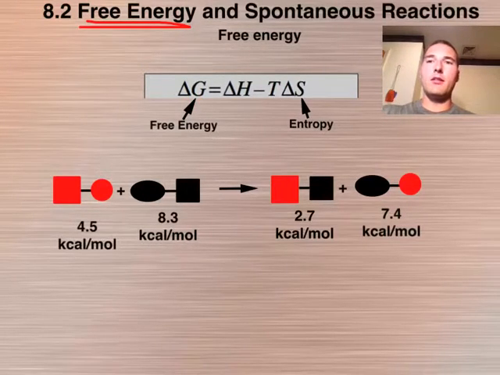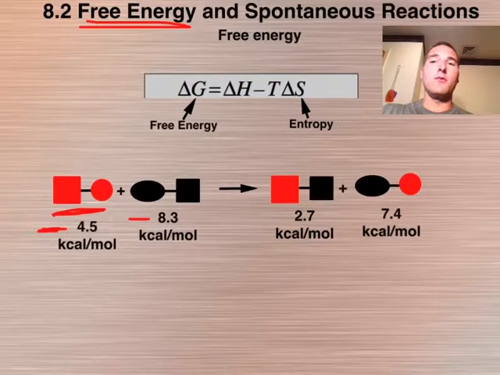So what I've got is our molecules at the beginning of this reaction down here. I just made up these numbers, but I've written down what their G values are. The amount of free energy in this molecule is 4.5 kilocalories per mole. The amount of energy in this molecule is 8.3. If I total that up, the total amount of energy at the beginning is 12.8 kilocalories per mole.